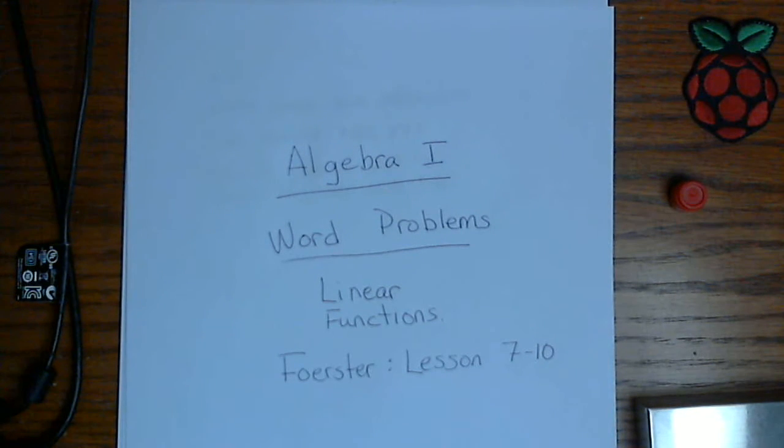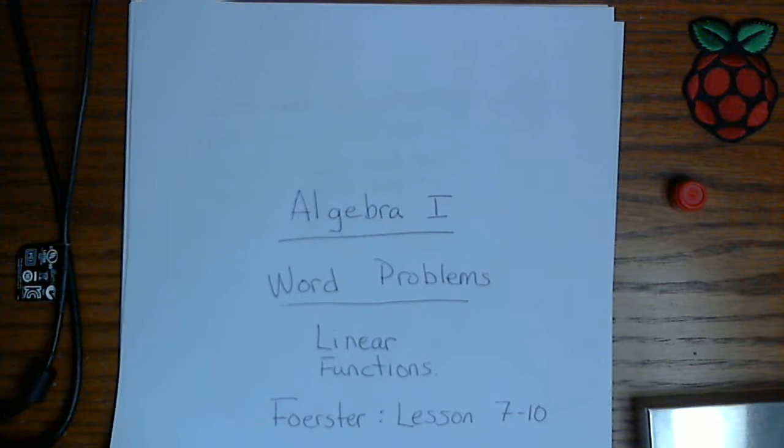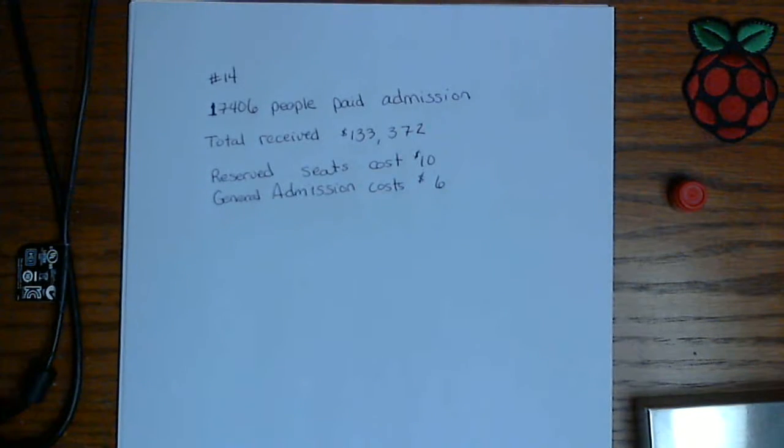The problem states, at a professional basketball game, the turnstile count showed that 17,406 people paid admission. The total cash received for tickets was $133,372 without actually counting the ticket stubs. That would kind of stink. Find out how many people paid for reserved seats at $10 each, and how many people paid general admission at $6 each. We can certainly tell that this is an old book just based off the prices of the tickets to go to a professional basketball game.